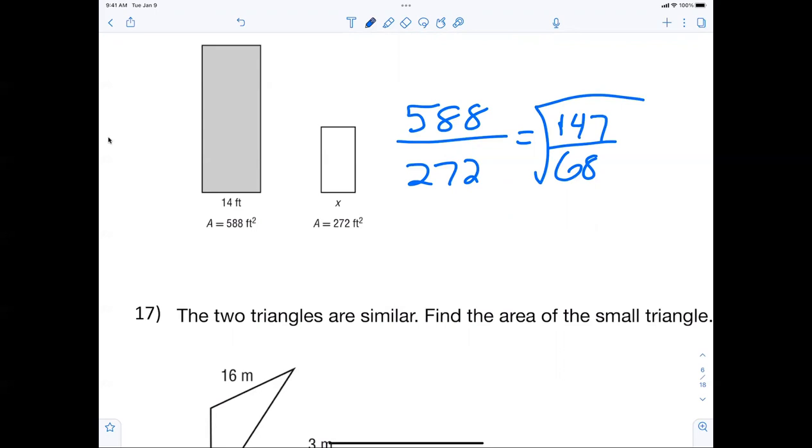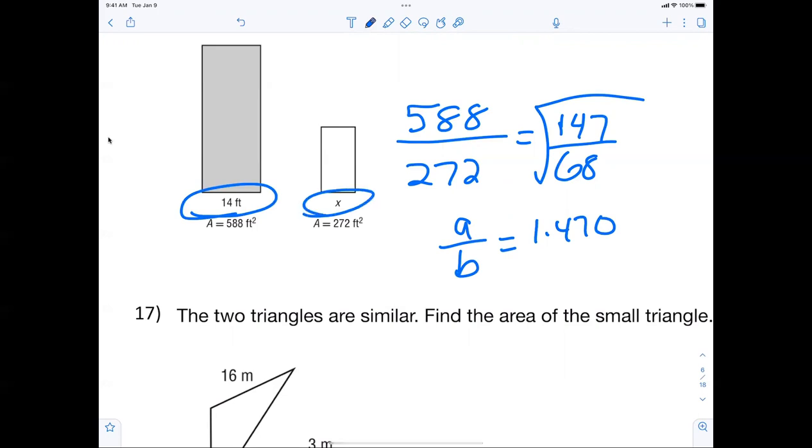All right, please take the square root of 147 over 68. So the ratio of A to B is equal to what? 1.470, I've been told. So the ratio, the larger one is 14 feet. So how do I find the smaller side?